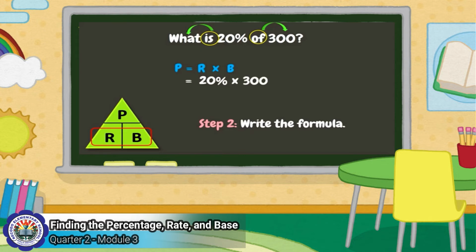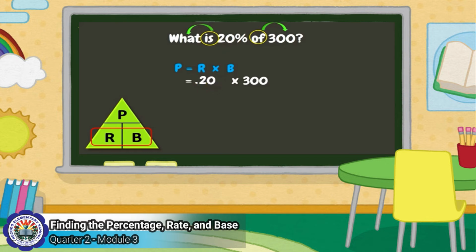20% times 300. The next step is to convert or change the rate or the percent into decimal. To change the percent into decimal, let's change the percent sign into a decimal point. There you go. Now, let us move the decimal point 2 times to the left. 1, 2. There you go. Now 20% is now 0.20.